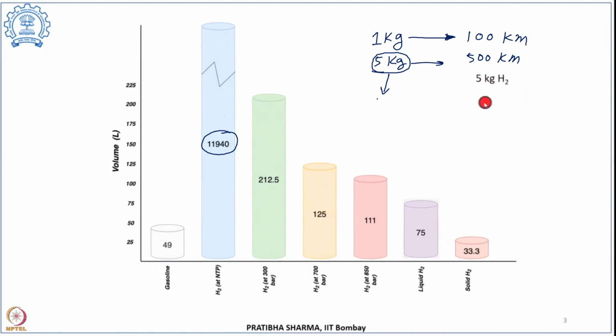That's why we have to do something. That's why the compression of hydrogen is required. At 300 bar compression, the volume of the tank is like 212 liter. Further compression up to 700 bar, the volume of the tank is 125 liter. Further compression at 850 bar, but at higher compression it is very difficult to compress at very high pressure. It is not easy to compress hydrogen at 850 bar. What is the atmospheric pressure? Do you know what the atmospheric pressure is?